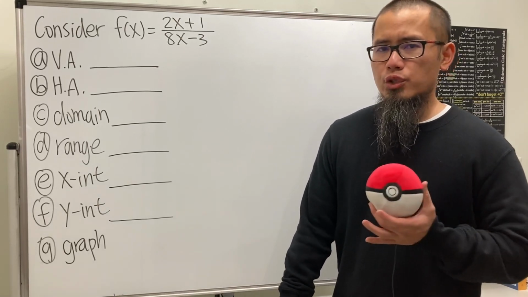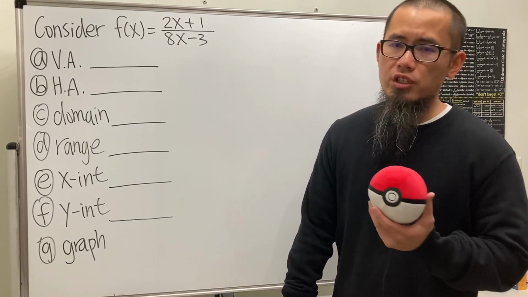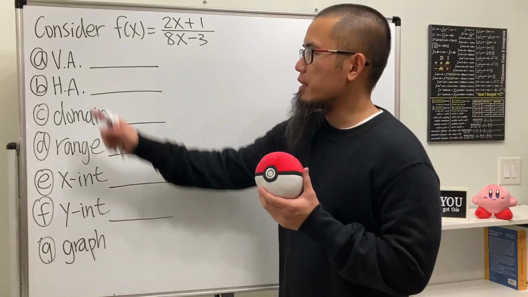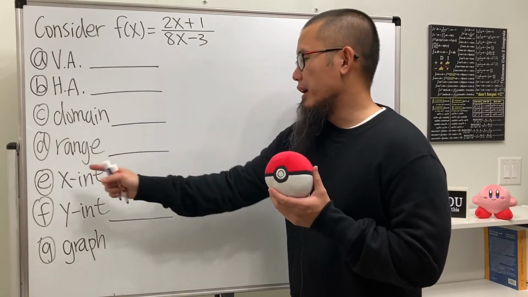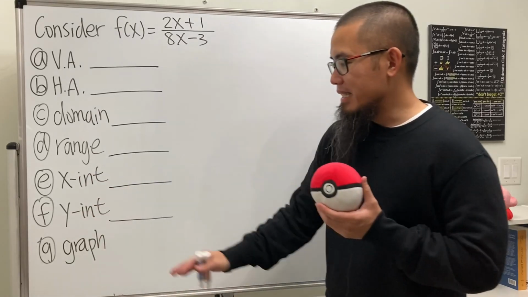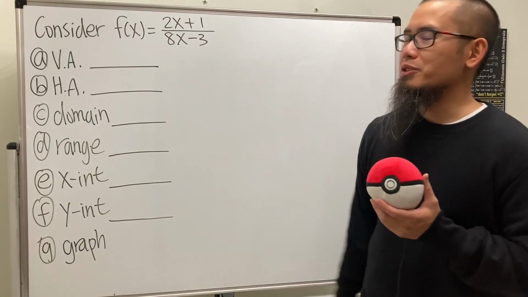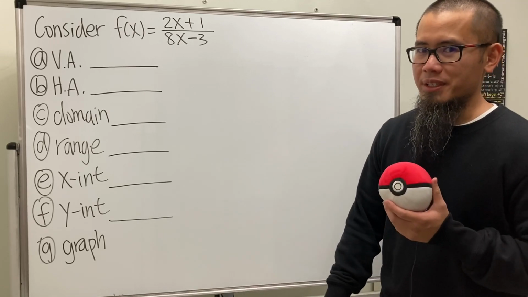So this video shows you how to deal with the rational function in general, meaning that we are going to see how to find the vertical asymptote, the horizontal asymptote, the domain, the range, the x-intercept, the y-intercept, and then in the end we are going to find the graph for this rational function. So let's just go ahead and get to work.